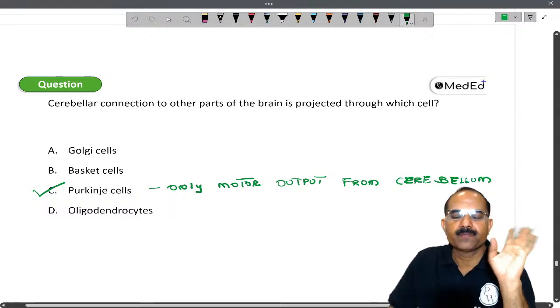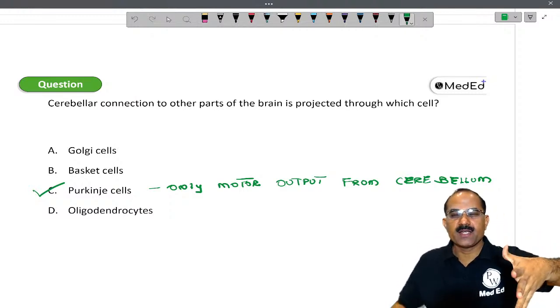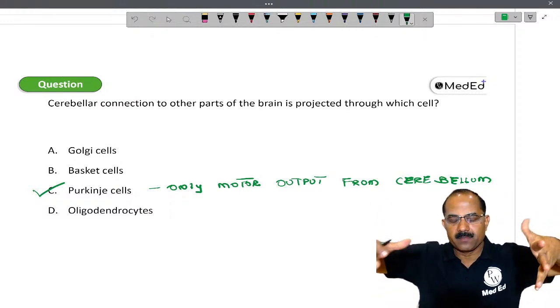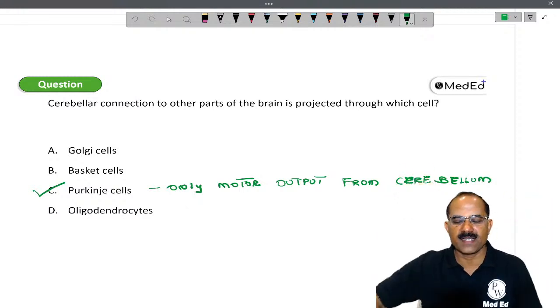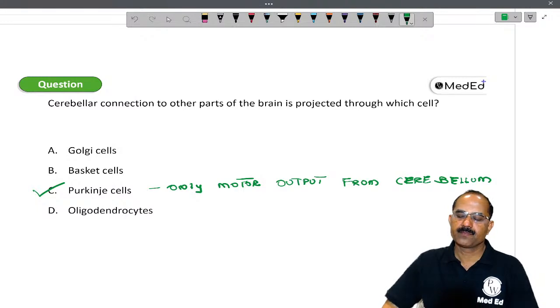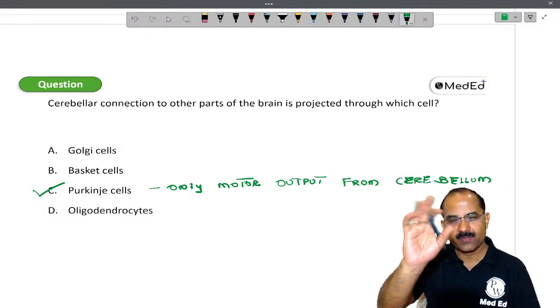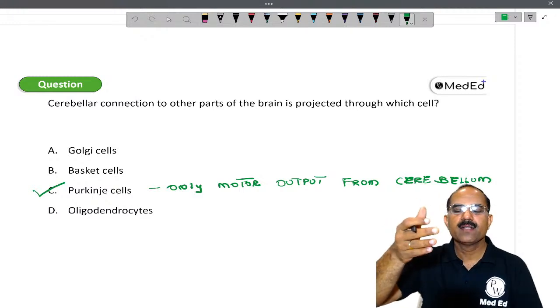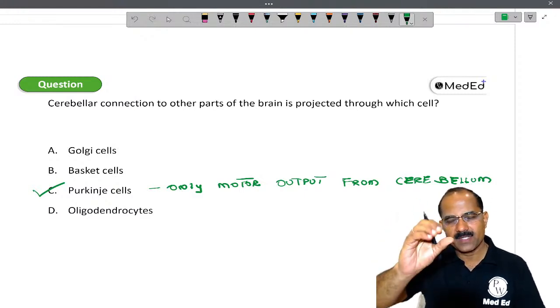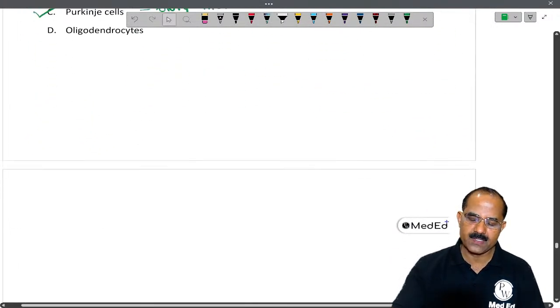Golgi cell नहीं है नितिन, Golgi cell नहीं है. Cerebellar connections जो होते हैं ना, the only motor output from the cerebellum is through Purkinje cell. Purkinje cell है उसका आंसर. Basket cells and... अच्छा, okay, no problem. Just watch that up. वो आपने डाउट पूछा था ना श्री, that I have told. वो थोड़ा सा देख लो. Golgi cells and basket cells are again sensory input to the cerebellum.